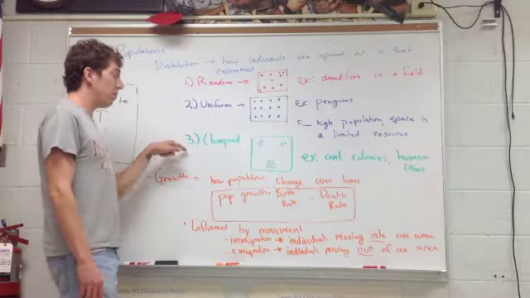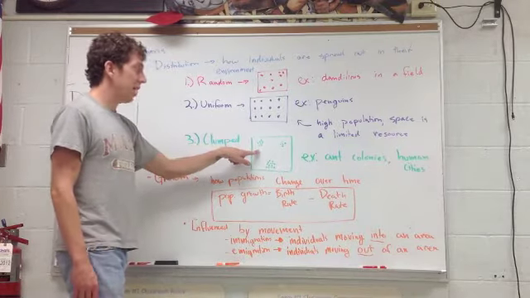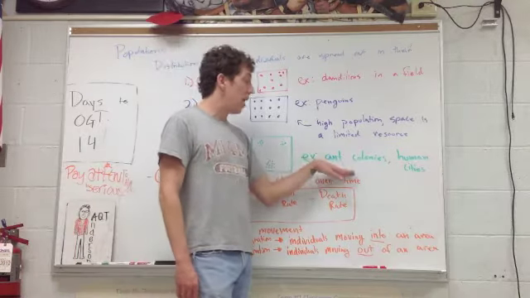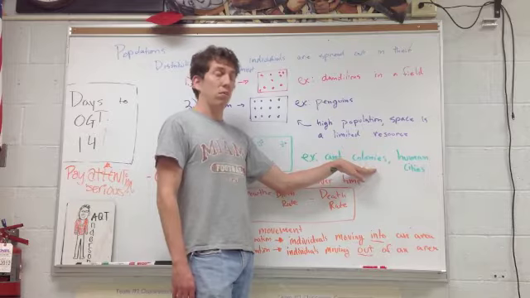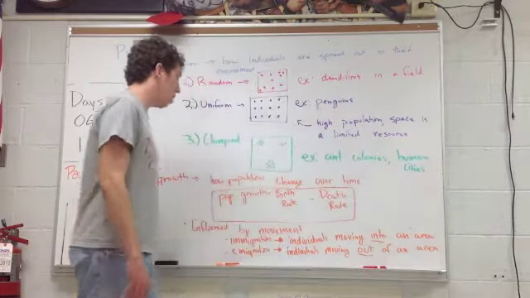Lastly, you have clumped, which, as you can see, these are kind of grouped together, high density areas and low density areas. An example I have for that would be ant colonies. Another one would be human cities, how they're close, clumped together.